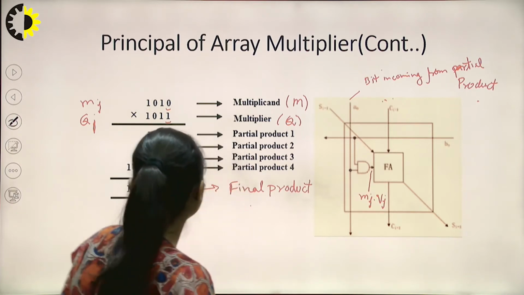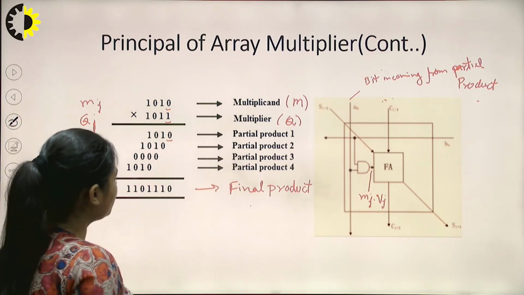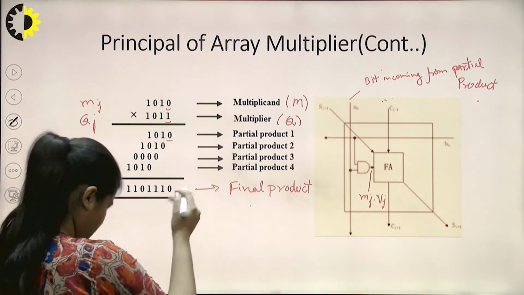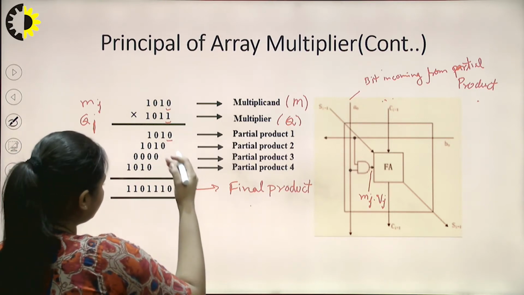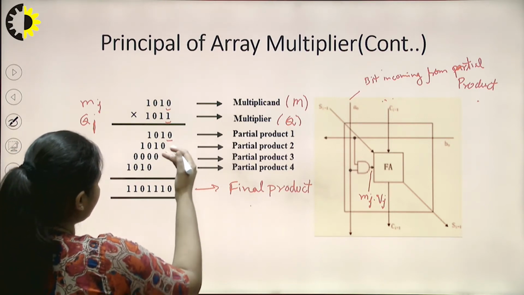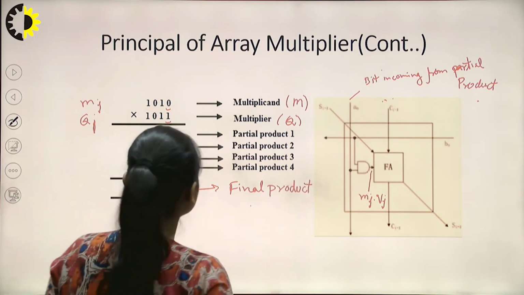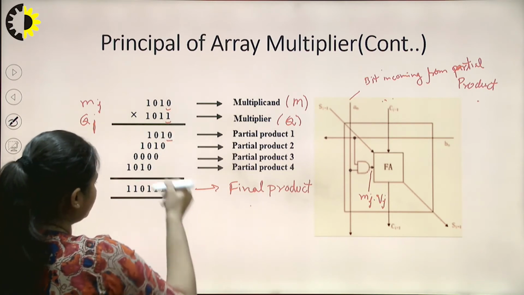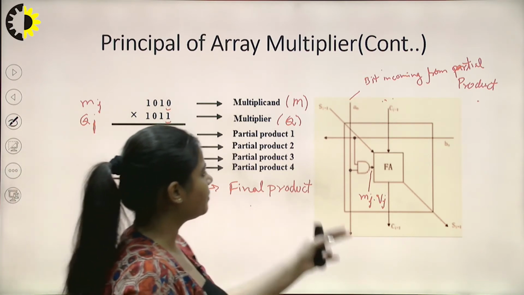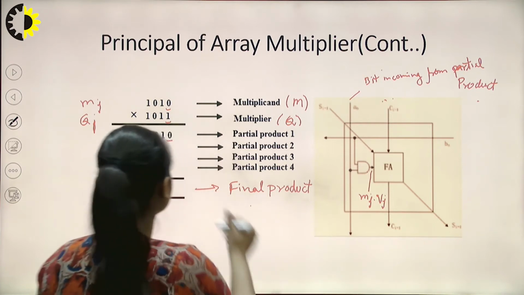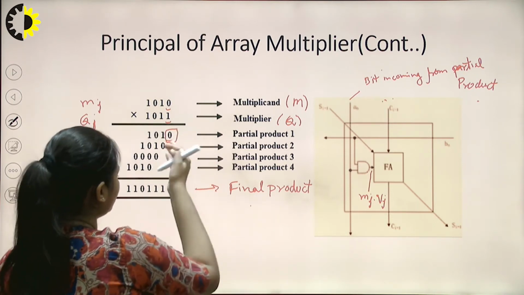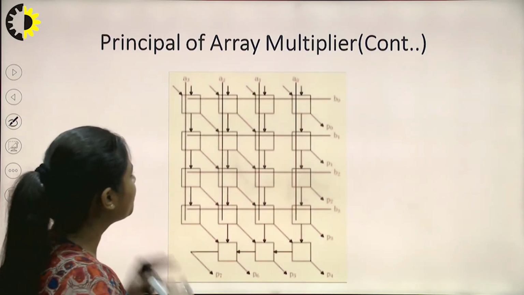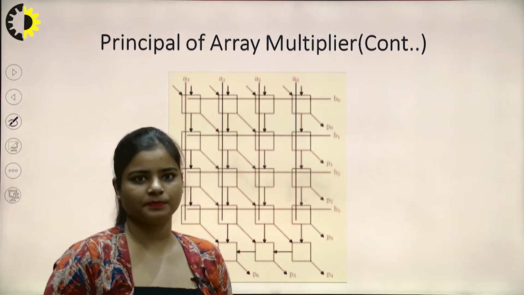But for getting the final product, we need some kind of addition. So we have some kind of adder. We will add all the partial products, and we can have our final product. So this would be the diagram for a single portion, for any one of these digits. Next, this is the complete structure of the array multiplier.